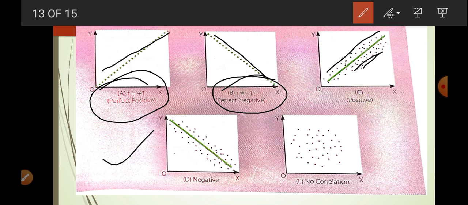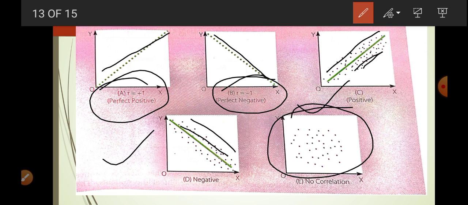Come to the D diagram. So here we find negative because this line is sloping downward from left. So whatever points are close to this line, it is going to represent high degree, that is far, that is going to represent moderate, and that is too far, that is going to represent low degree of correlation. In E diagram there is no correlation because there is no pattern, we don't find upward or downward.